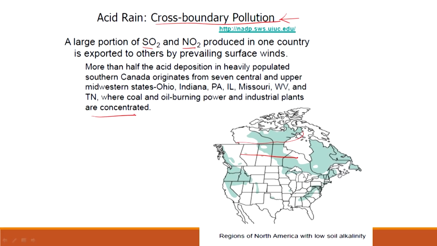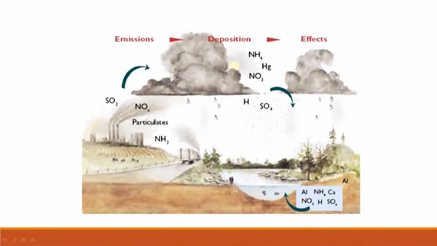So, again, as you see, people have to live with it. And here what do we see? We see regions of North America, which includes Canada and the USA, with low soil alkalinity. Why is alkalinity important? Alkalinity is a measure of acid neutralizing capacity. Those soils with low alkalinity, how have they ended up in such a scenario? Because they have been exposed over time to considerable levels of acid rain. Again, that is something to keep in mind, cross boundary pollution.